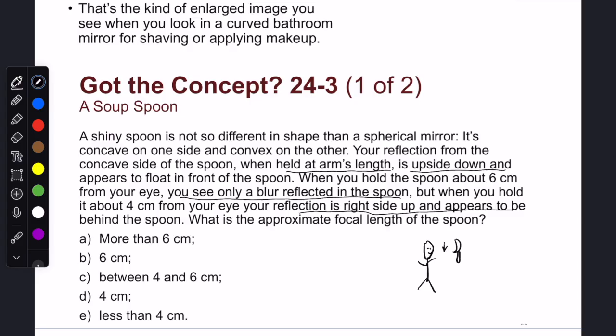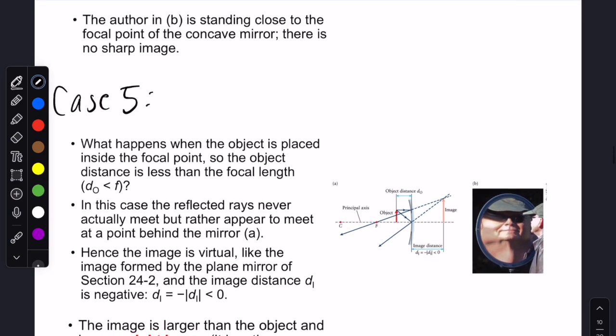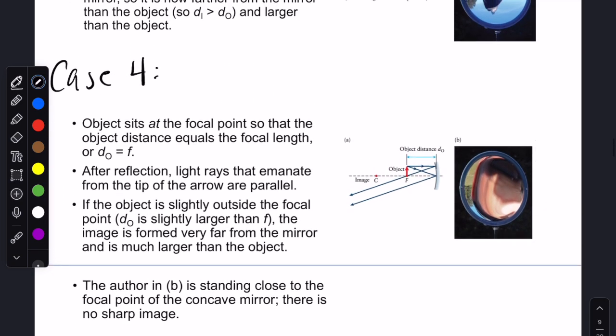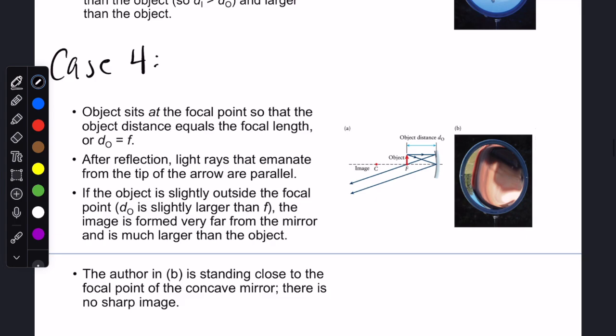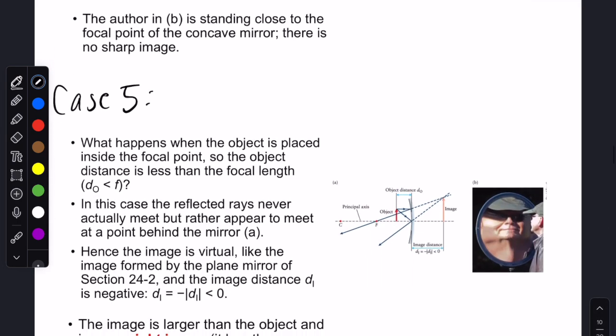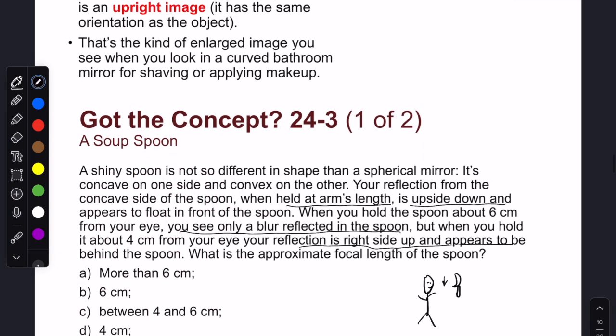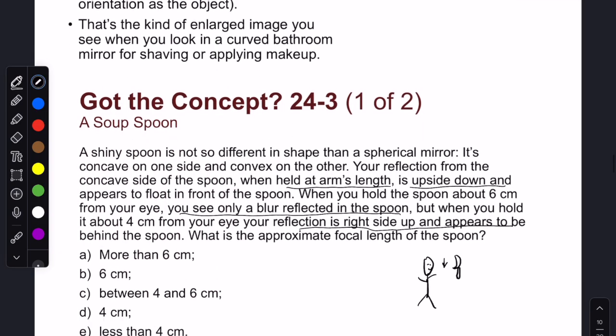So think back to these pictures, right? And remember, when things got blurry, that's when the object, ourselves, was located at the focal point, right? The object distance was equal to the focal length. And so we got a blurry picture. When we held the spoon at 6 centimeters, we got a blurry picture. Boom, we know the focal length, right?